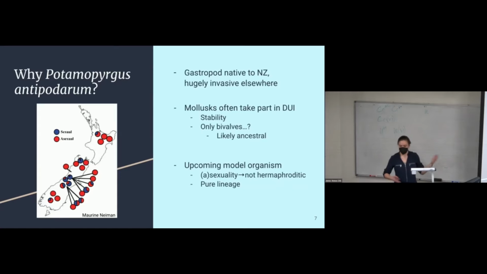P. antipodarum is an upcoming model organism, and that's often due to its variation in sexuality. So you'll have sexual organisms and sexual lineages, and you'll have asexual organisms and lineages. They're not hermaphroditic, right? Meaning they have one set of genitals or they're asexual. And this asexuality allows us to have more pure lineages and more separation between the lineages. So over here, I have a map of the sexual and the asexual variants, and you can see how they vary in different parts of New Zealand.